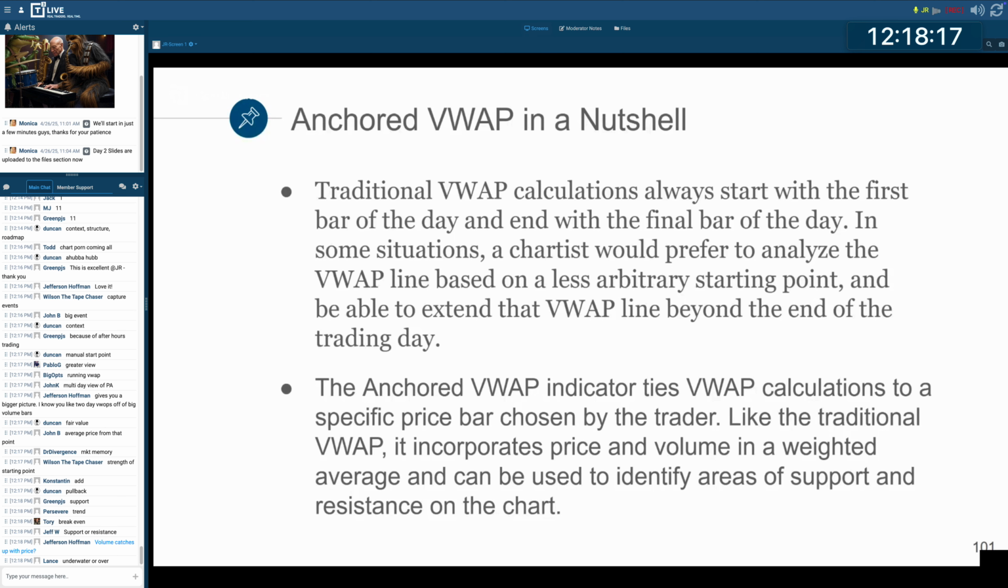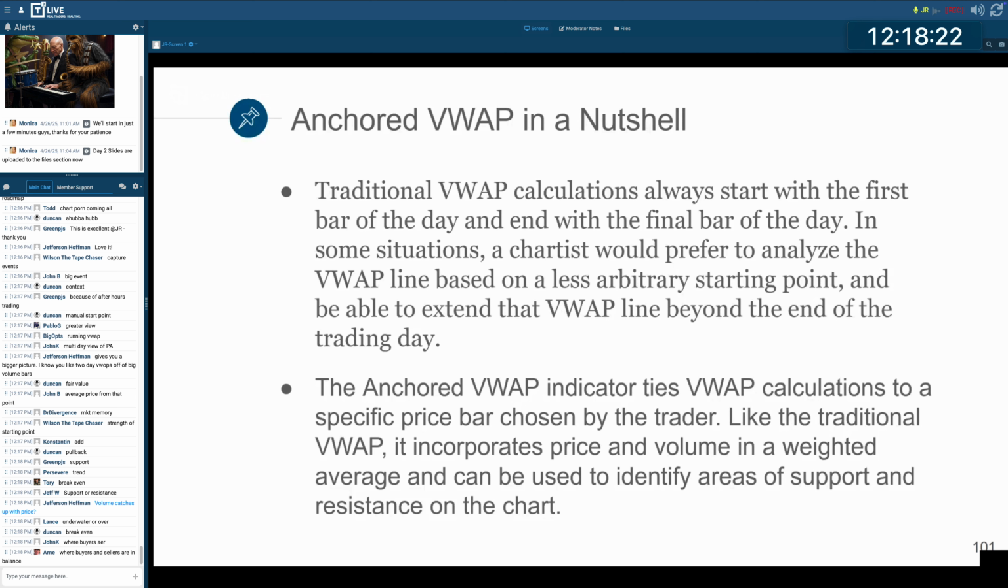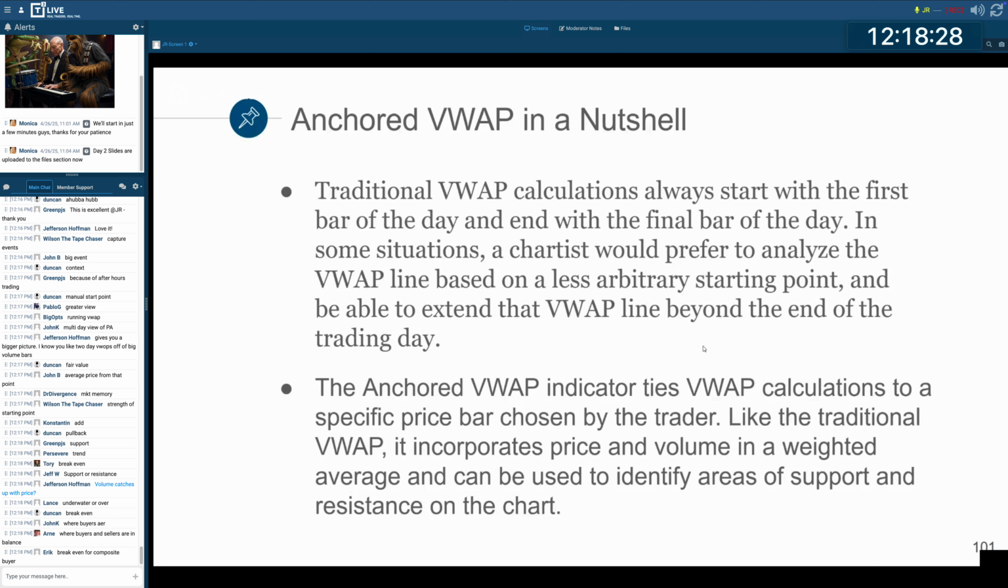Three words. Underwater or over. Yes, so Lance is correct. In terms of dollar cost averaging, okay, is the average buyer at this price underwater or not? Okay. If they're over, if they're in the black, okay, let the buying continue. So it's a fantastic indicator of strength and trend.